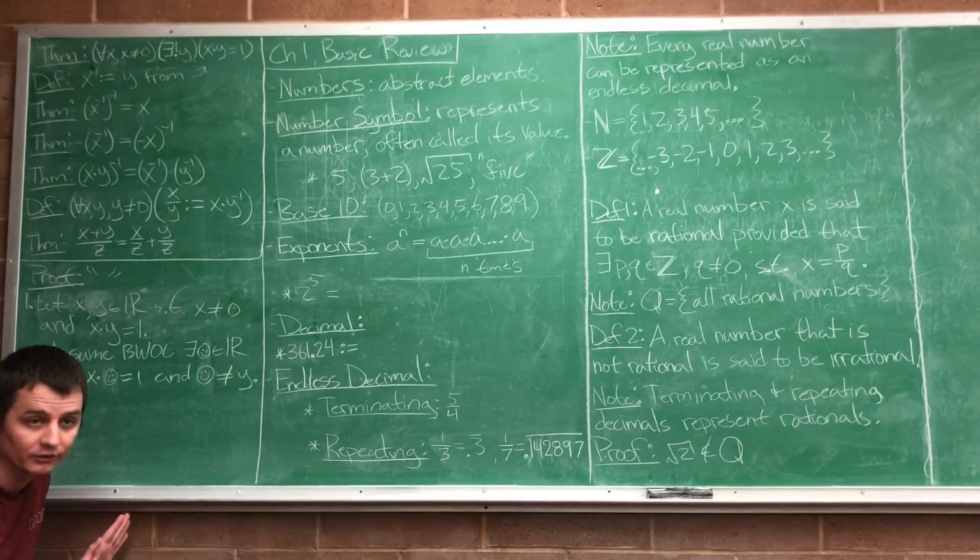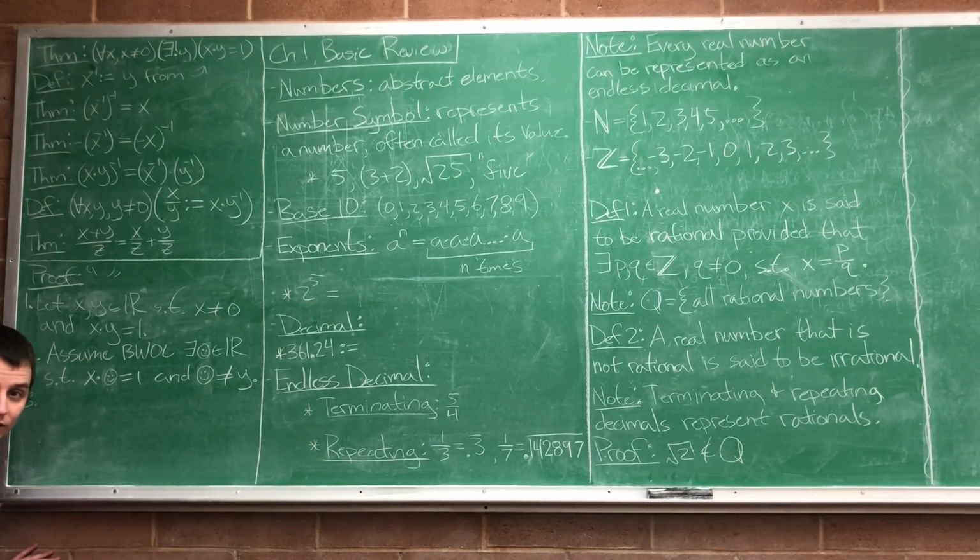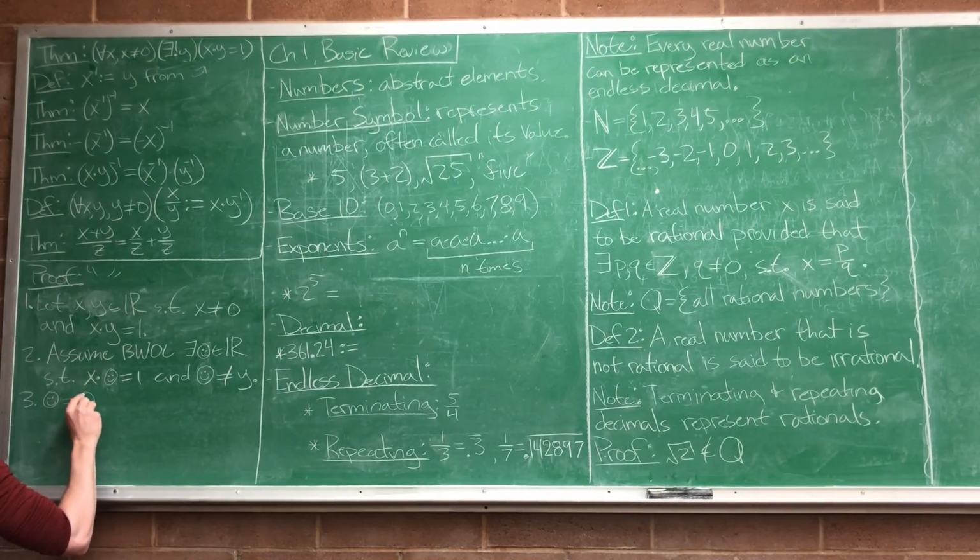And we're going to show that this is impossible. I'm going to show that, in fact, smiley face is y. And that's going to be my contradiction. With me? Okay. So then I know that smiley face is equal to smiley face times 1, right?